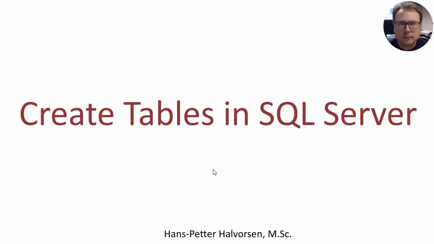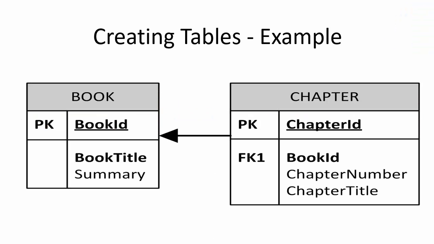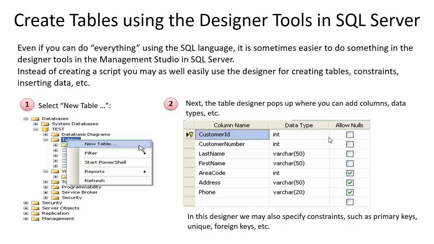So let's see how we create tables inside SQL Server. So we want to create these two tables, the book table and the chapter table inside SQL. You can do that in different ways. The first approach is to use the designer tool inside SQL Server. So then on our database, you just right click on tables, select new table, and then we can start entering the column name, the data type, etc.